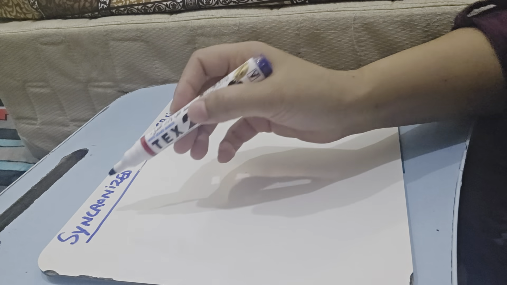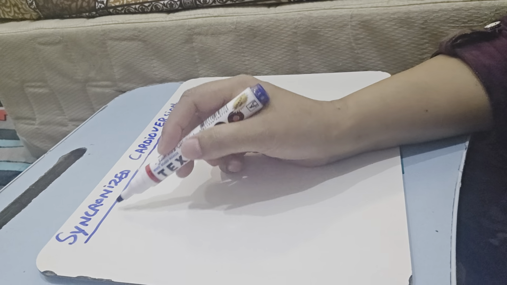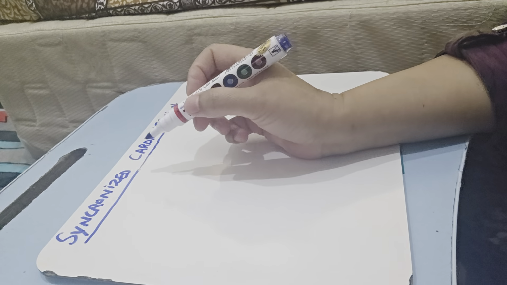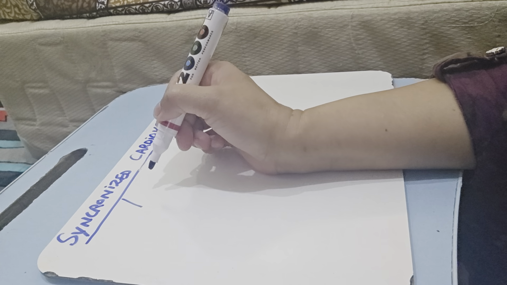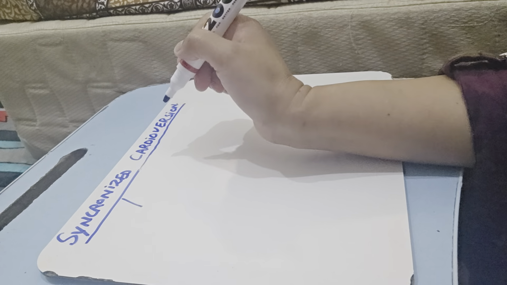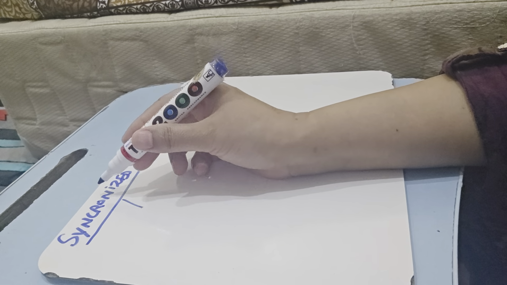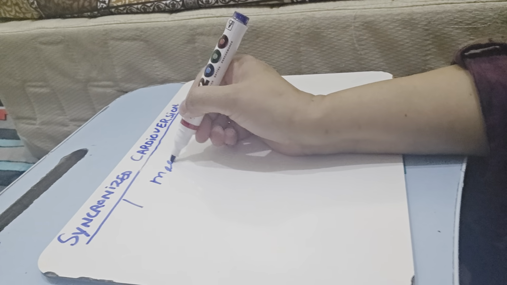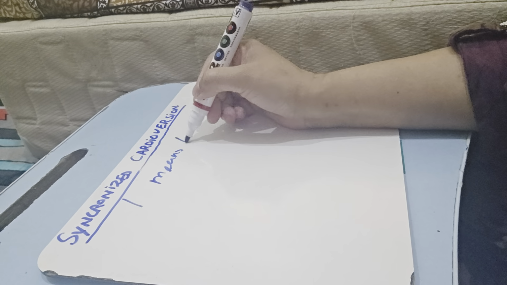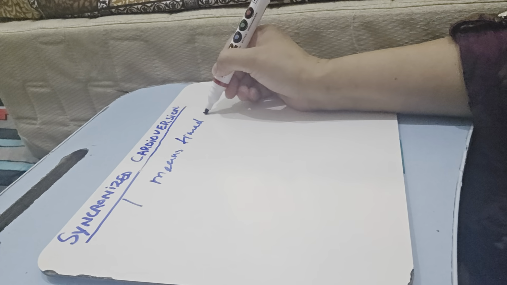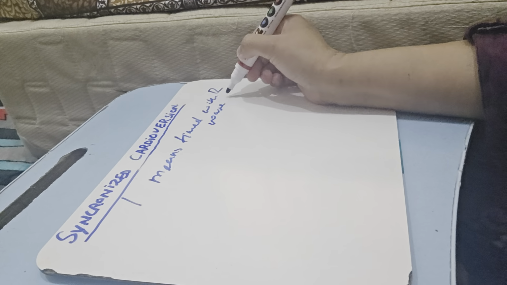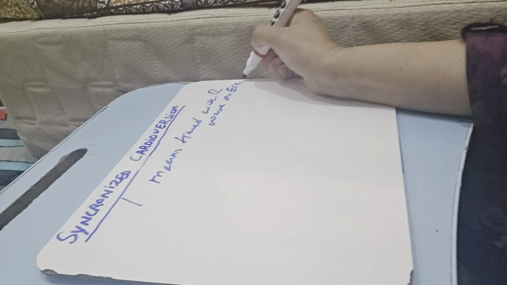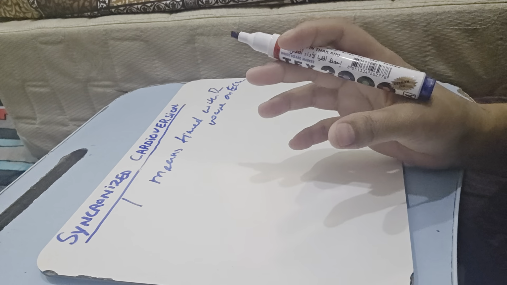What does synchronized mean? There is one word, synchronized. What is the meaning of synchronized? Synchronized means timed with the R wave on the ECG. The machine gives the shock exactly on the R wave.